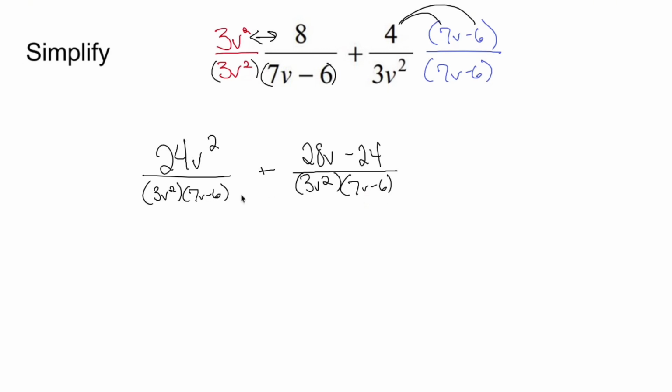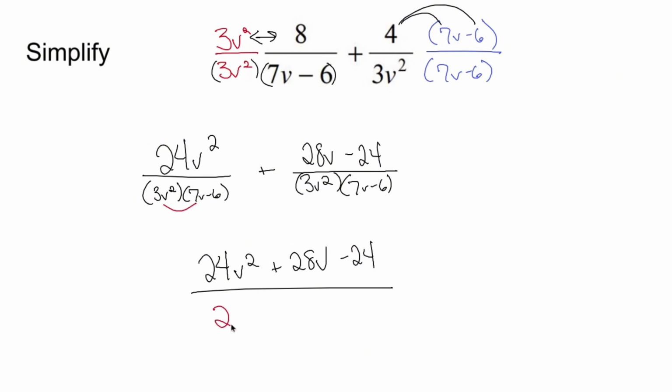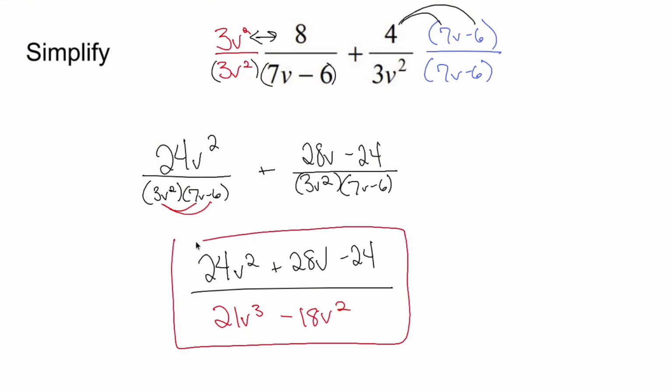Now that the denominators are exactly the same, I can combine these fractions, and nothing magical is going to happen. I have 24v squared plus 28v minus 24, no combining like terms. So what I should do now, since the denominator is 3v squared times 7v minus 6, is distribute that. That gets me 21v cubed, and 3v squared times negative 6 is negative 18v squared. Definitely not the prettiest princess on the planet, but that's how you do it.